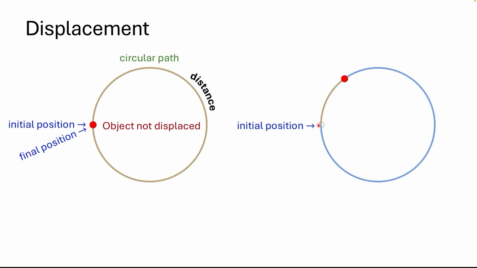Next, I am taking the same object. This time, it moves on the circle and arrives here. This is the final position of the object. The distance traveled by the object is a part of the circumference. Now, you see that at the end, the object is displaced from here to here. This arrow represents the displacement. Note that here there is no displacement, as the initial and the final position of the object are the same.